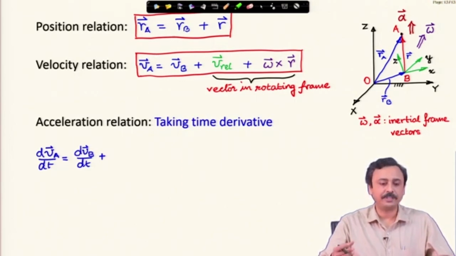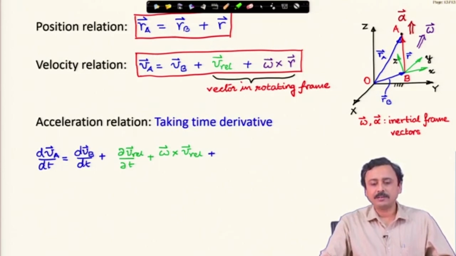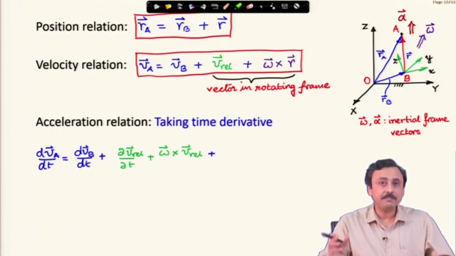And we had time differentiated the velocity vector to find out the acceleration vector. The first term, d dt of V A, is the acceleration of A, d dt of V B is the acceleration of the observer B. Then for V rel, the total time derivative as seen by an inertial observer is given by this prescription: del V rel del t plus omega cross V rel.